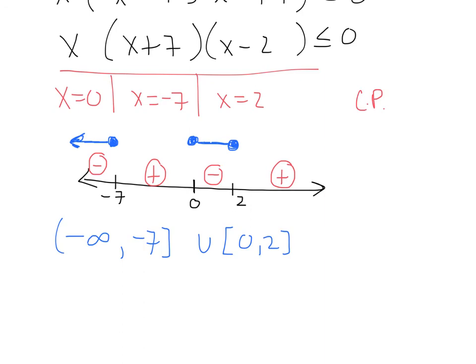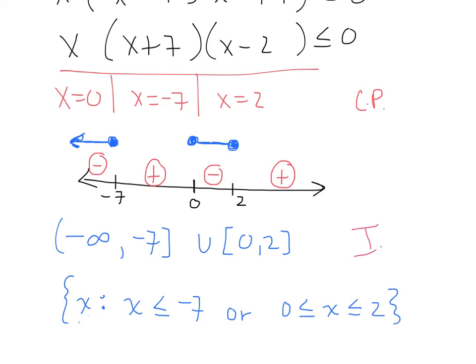Another way of writing this could be, did I do y or x? I did x. I don't know why I'm writing y. Another way to do this, x less than or equal to negative 7, or 0 less than or equal to x less than or equal to 2. So you have interval notation and set notation. Okay? Those would be your two solutions for this problem.